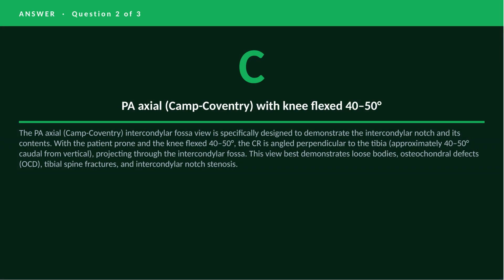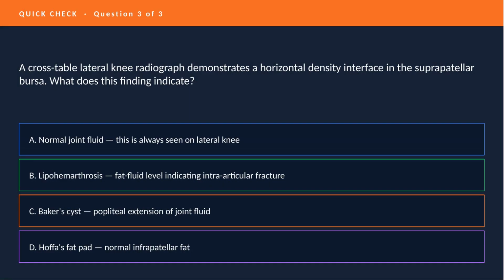The answer is C, PA axial, Camp-Coventry, knee flexed 40 to 50 degrees. This projection is specifically designed to project the beam through the intercondylar notch. The patient is prone, the knee is flexed 40 to 50 degrees, and the CR is angled caudally perpendicular to the tibia. Loose bodies and osteochondral defects that are hidden by the condyles on AP and lateral views become visible here.